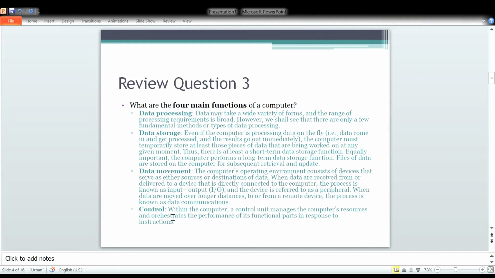The fourth one is control. Within the computer, a control unit manages the computer's resources and orchestrates the performance of its functional parts in response to instructions.